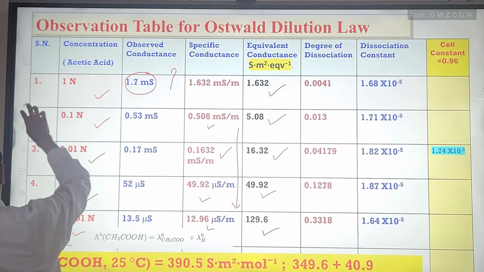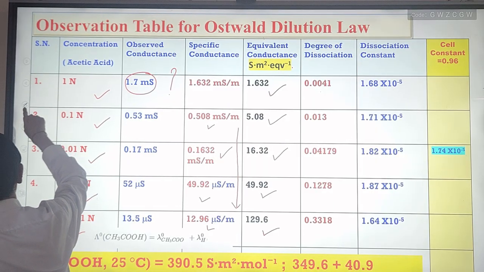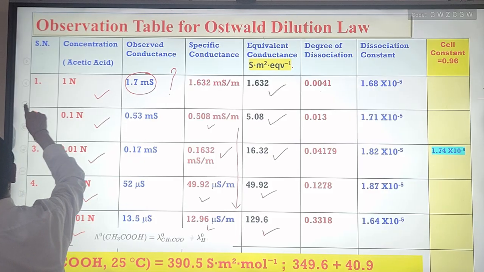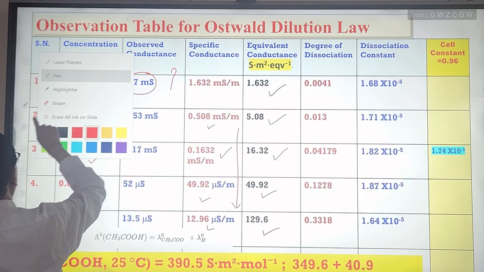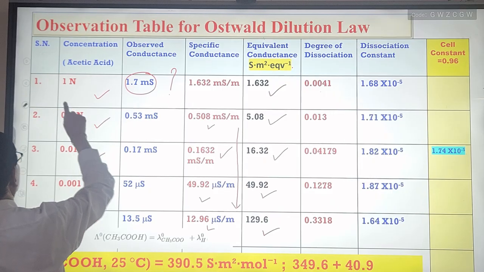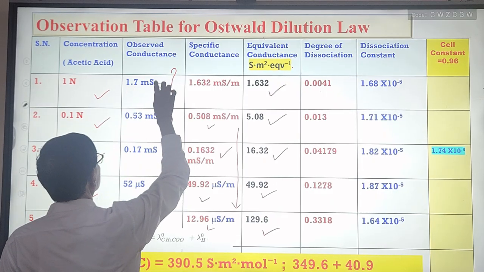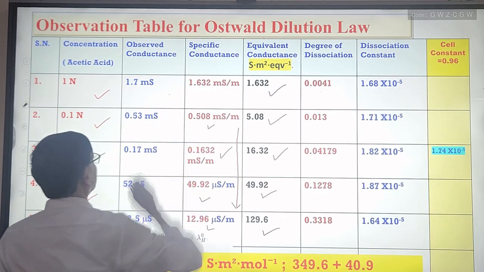But this is rubber. Which one is rubber? Eraser. No, I think okay.